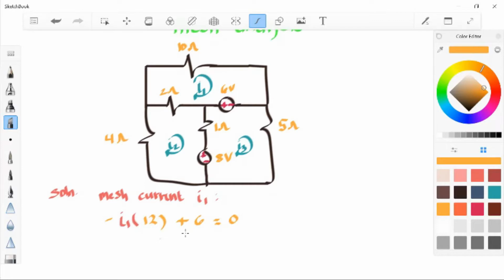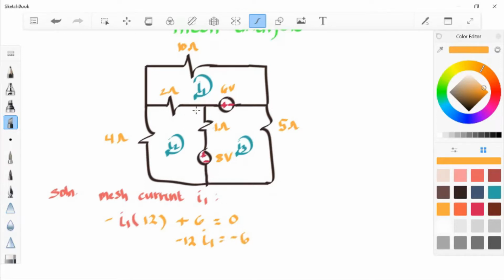And for the sake of simultaneous equations, because we will be using a calculator to solve this, since solving this manually could be tedious and hard for beginners, let's drop this 6 volt and transpose it to the right side. Therefore, this would become negative 12 I1 is equal to negative 6.